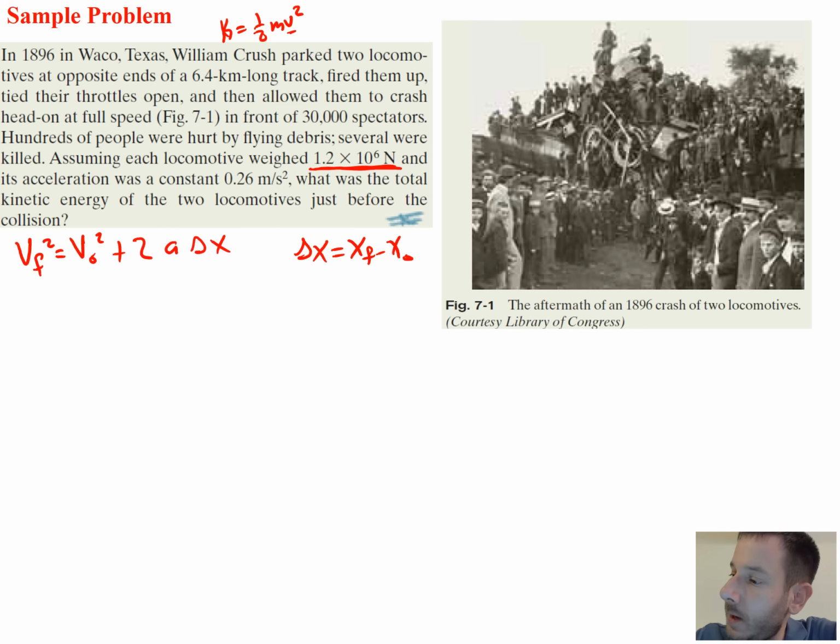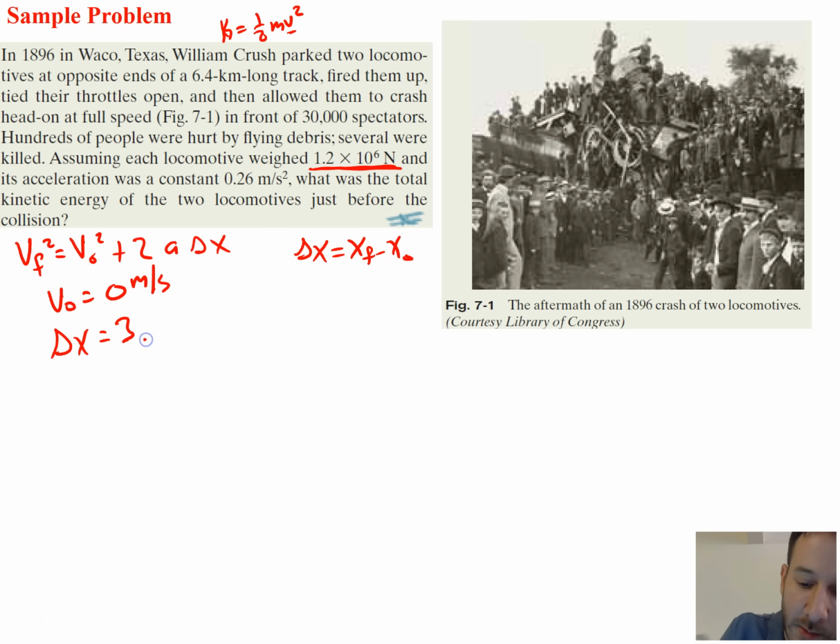Well, we know that the initial velocity is 0 because the trains are starting from rest. So initial velocity is just going to be 0 meters a second. And we also know that our delta x, which is again a change in distance, is going to be 1/2 of the length of the course because the track is 6.4 kilometers long. They're going to collide at the middle if they're accelerating at the same rate.